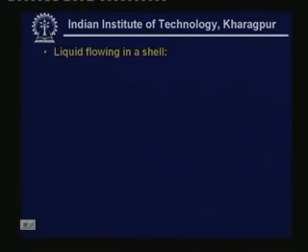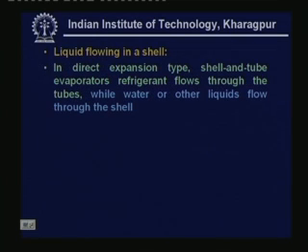Now let us look at liquid flowing in a shell. This will happen in shell and tube type of evaporator with dry expansion, where the refrigerant flows through the tube and liquid, that means water or milk, flows through the shell. In direct expansion type shell and tube evaporators, refrigerant flows through the tubes while water or other liquids flow through the shell.